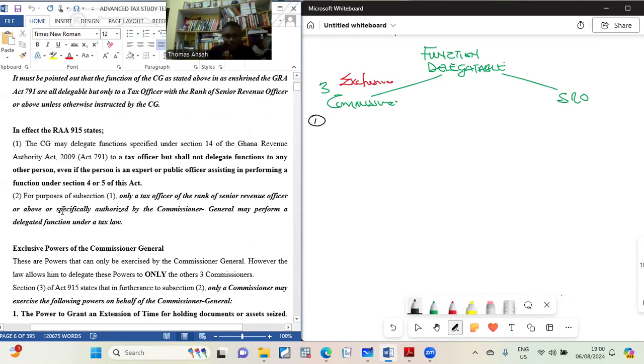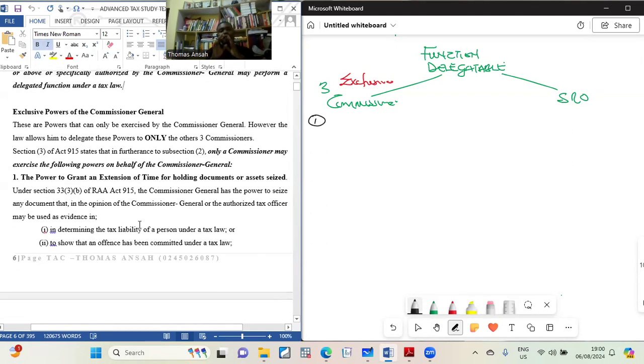Like I said, tax is a matter of law. My job is to make the law memorable in your mind. You don't have to go and read this, but once I talk about it, you have it. So basically, that is that. You see those that are done under section 4 and section 5 and the others.